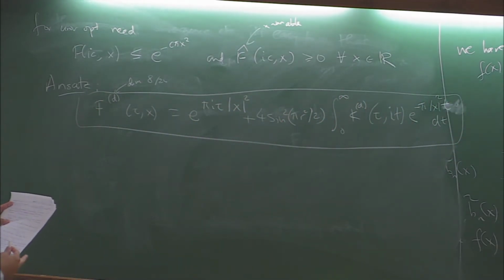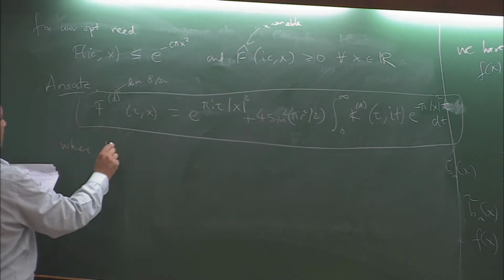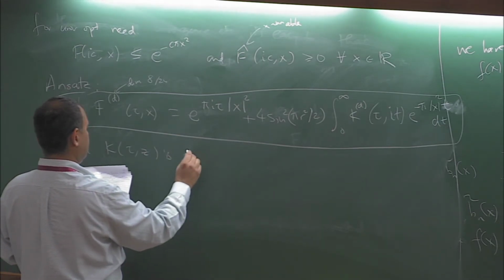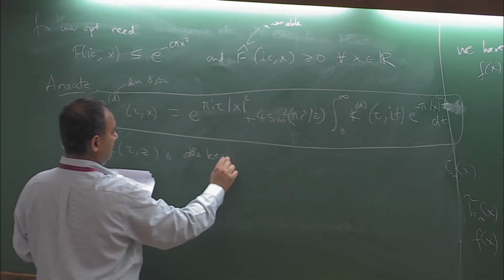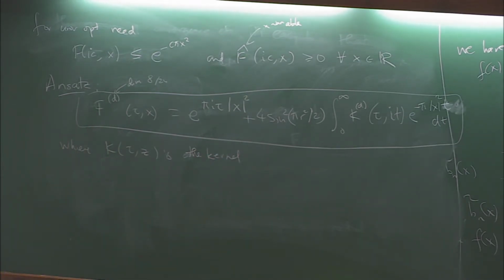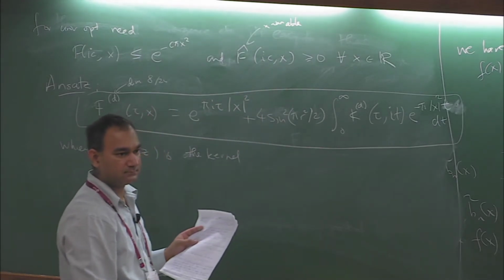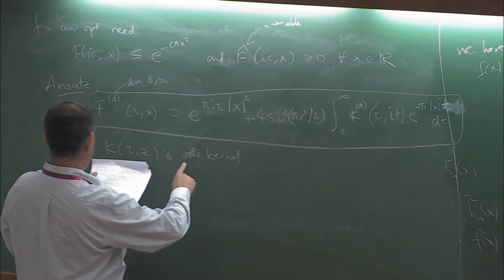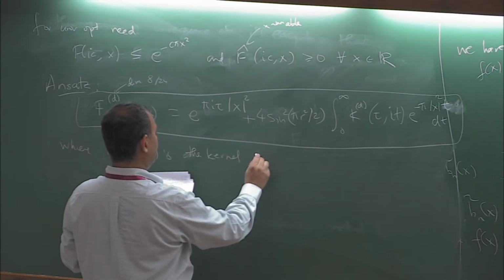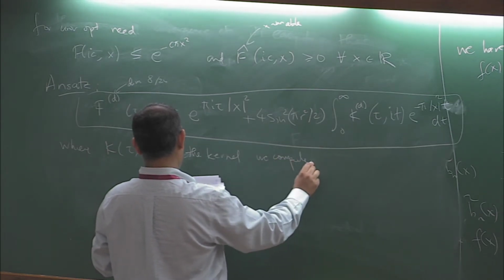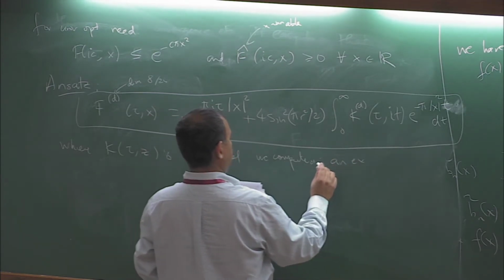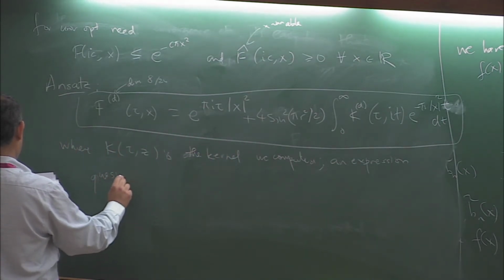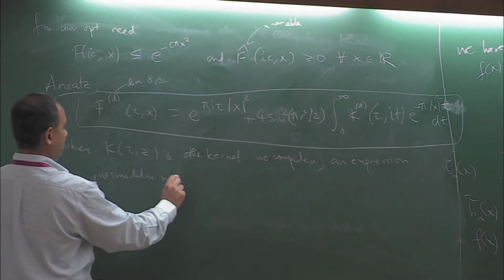Okay, that's the ansatz, and you can then show that this actually works, where k of z tau z is exactly the kernel. Sorry? Yeah, f hat of ic comma x. Yeah, hat is in the x variable, right? The Fourier transform. So where this thing is exactly the kernel, we computed an expression that's quasi-modular in tau as well as z.